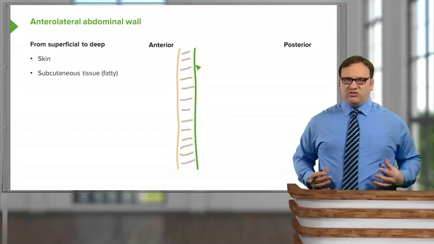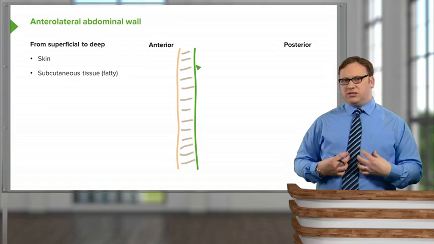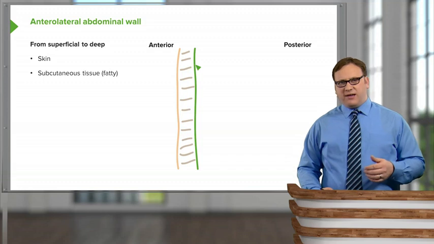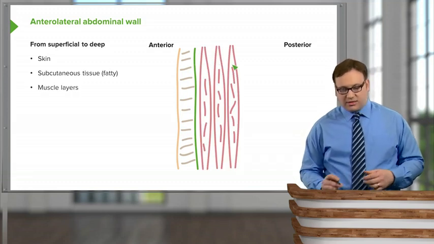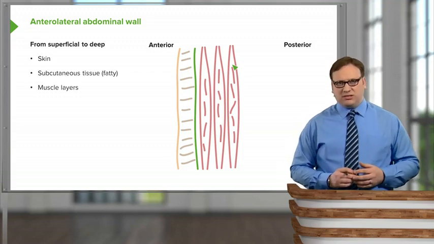And then in the more lateral aspect of the abdomen, so not where we spoke about the rectus abdominis muscles in the previous lecture, but more laterally, we have three layers of muscles, which we can see here: 1, 2, and 3. These are our oblique muscles and our transversus abdominis muscles.